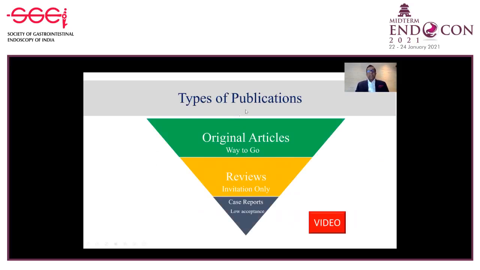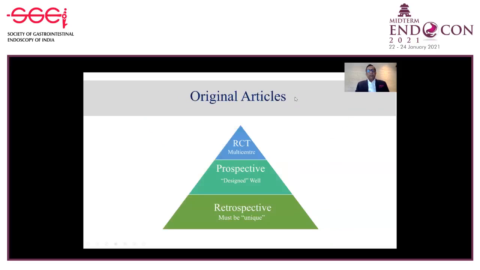Now, considering the various types of publication, the chance of rejection is highest for case reports. It's moderate for reviews, but these should ideally be by invitation only. The best chance of publication is with original articles, that's the way to go. Some of the journals accept videos, and you may choose an appropriate journal for submitting your videos. In respect to original articles, the type with the least rejection is randomized controlled trials, particularly if they involve multiple centers. It is good if it's a prospective, well-designed study.